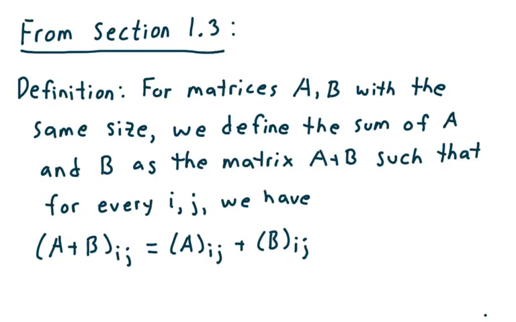This is a video from section 1.3 in a linear algebra class. Let's take a look at the following definition. For matrices A and B with the same size, we define the sum of A and B as the matrix A plus B such that for every i and j, the entry in the ith row, jth column of A plus B is equal to the entry in the ith row, jth column of A plus the entry in the ith row, jth column of B.